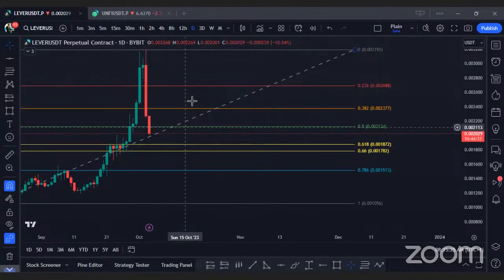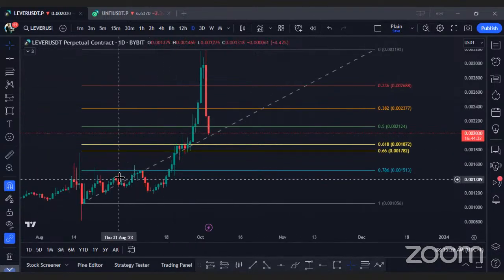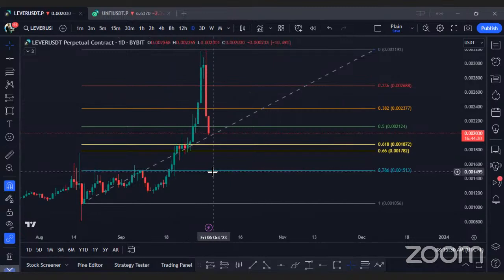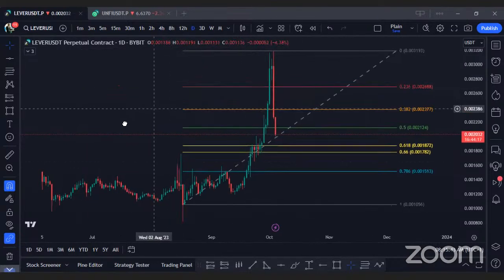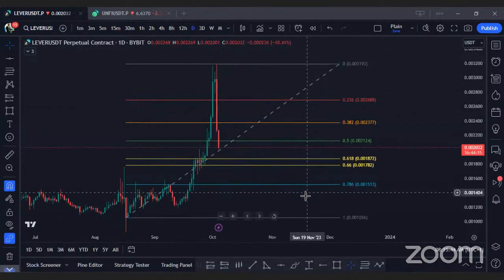If it doesn't reject from here, guys, then the next level you should be looking at for a long trade would be this 0.786 level, which is around 0.0014, or just look at this 0.0017. Those are areas I'm looking to long this market.